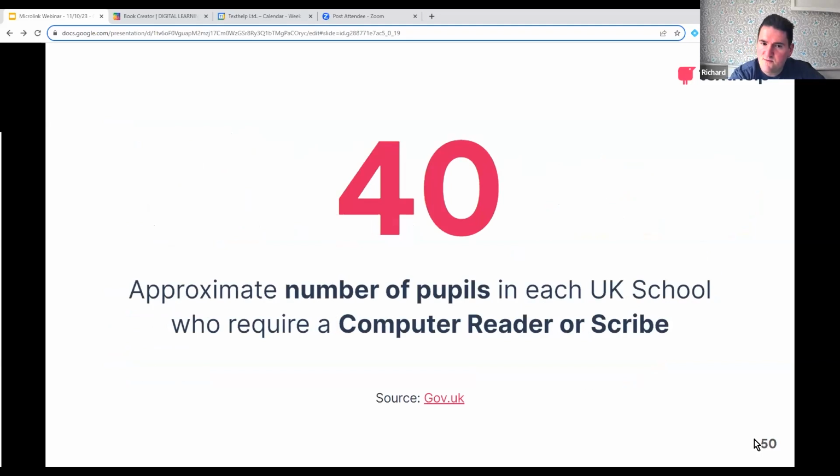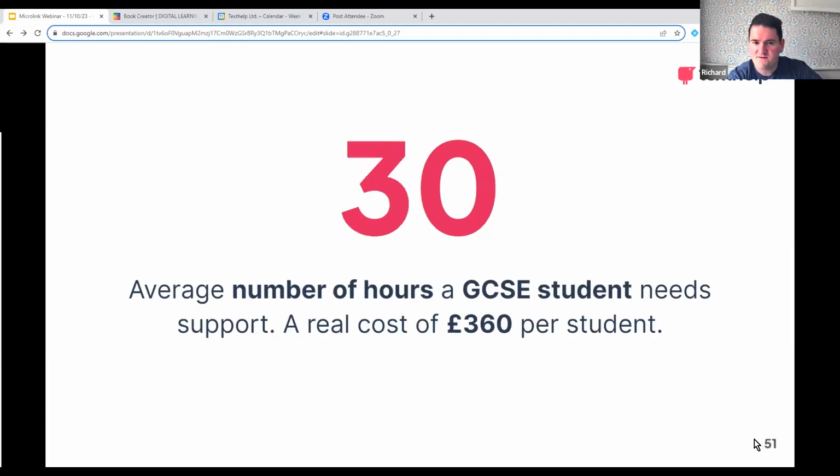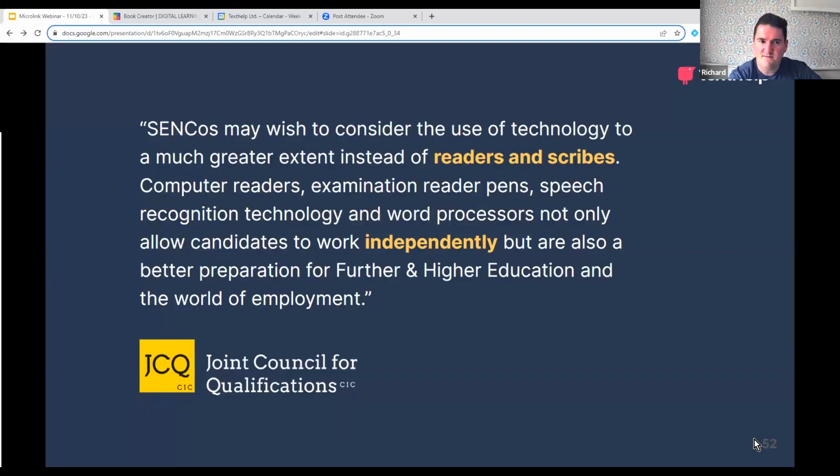An approximate number of pupils, an average taken across each UK school, who require a computer reader and scribe. The number at average is 40 pupils per school. And what that translates to, if we take the number of hours a GCSE student needs support over the period of an exam season, is a real cost of £360 per student.